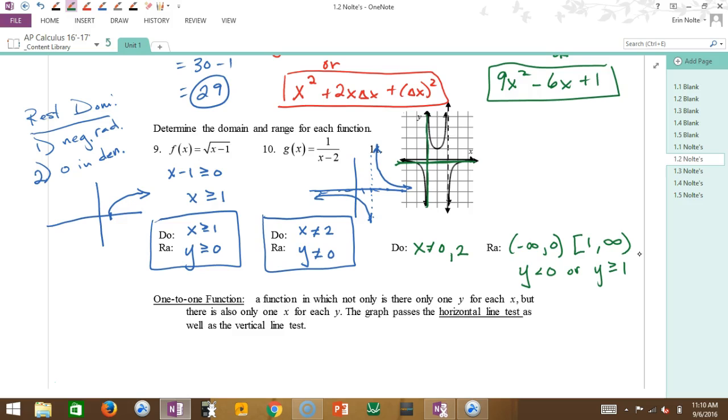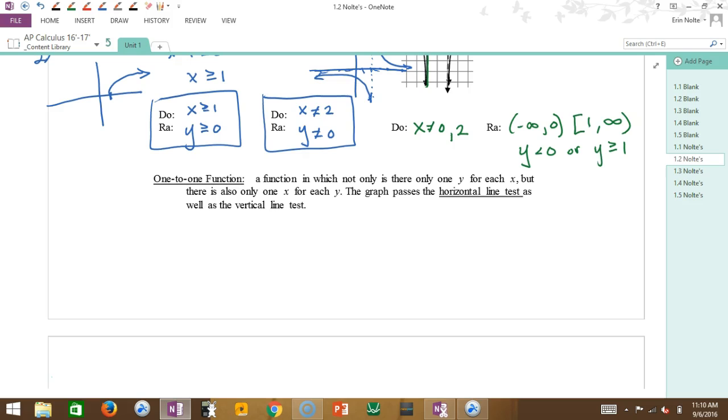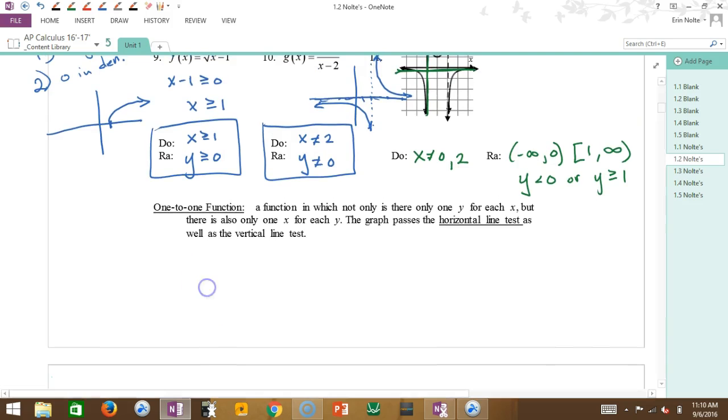Okay. All right, so the last piece we're going to hit today is working with inverses and one-to-one. Okay, so this idea of a one-to-one function is directly related to inverses. Okay, so this definition says one-to-one function, a function in which not only is there only one y for each x, but there's only one x for each y, which means it's going to pass the horizontal line test as well as the vertical.